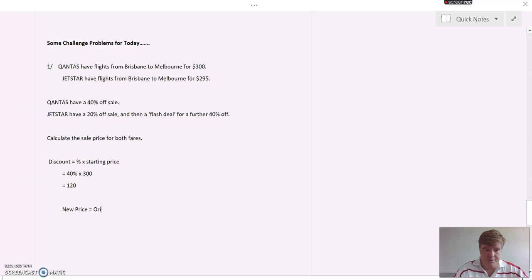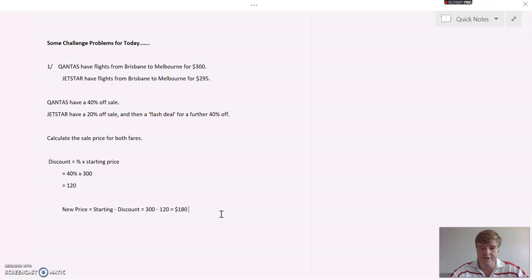So the new price equals the original, call it starting price, minus discount, which is 300 minus 120, which equals $180. Okay. Let's have a look at the Jetstar one now.